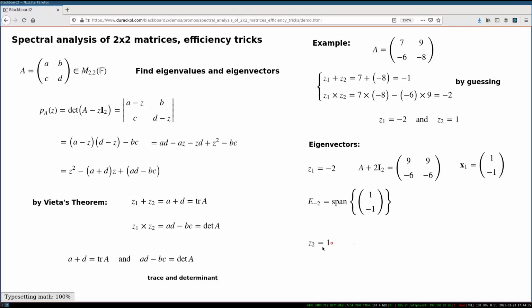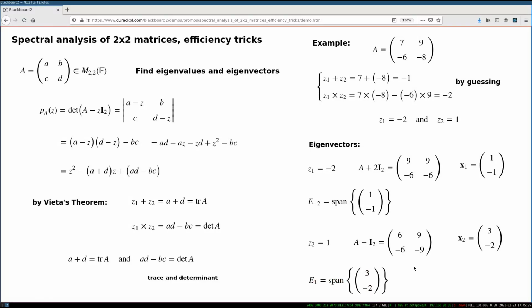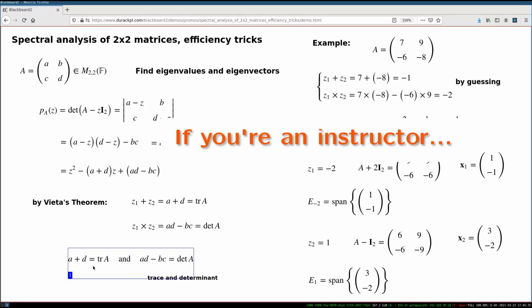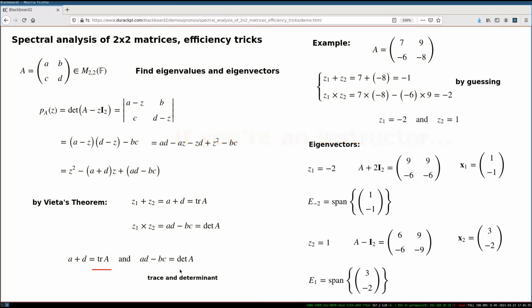For the second eigenvalue, 1, again, you have to first write up the matrix A take identity, that is 6, 9, -6, -9, and then you have to guess a vector in the null space, a non-zero vector, that's important, in the null space of this matrix. The guess is, one of the possible guesses, 3, -2, so my second eigenvector is 3 and -2. And that's how you find the eigenvalues and eigenvectors for a 2x2 matrix with the efficiency trick based on Vieta's theorem, trace, and determinant.